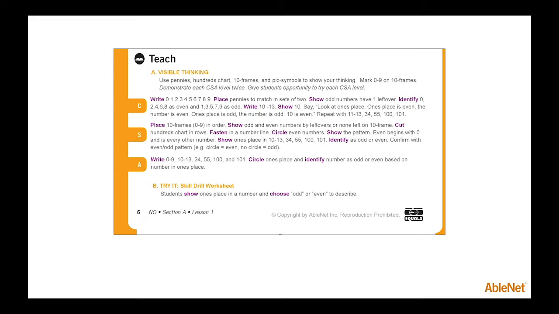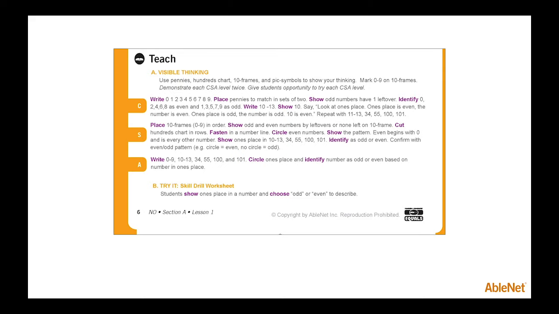This is the component where you will find the CSA, or the concrete, semi-concrete, and abstract representational sequence. During the concrete, semi-concrete, and abstract representational sequence, the lesson objective is demonstrated in 3 ways for all students. Teachers model each representation to connect what students have learned to direct instruction of the lesson objective during this sequence. In concrete, the teacher shows objects and manipulatives. In semi-concrete, pic symbols, drawings, or specific tools are used. In abstract, the teacher uses numbers and operation signs and symbols.